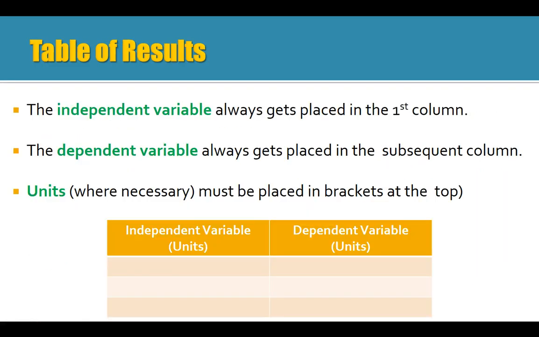And we'll just keep on skipping through these. So after you've collected your data, you then need to include a table of results. The independent variable always is placed in the first column, and the dependent variable is placed in the next column over. Units must be included in the heading of the column of data, and they must be included in brackets.